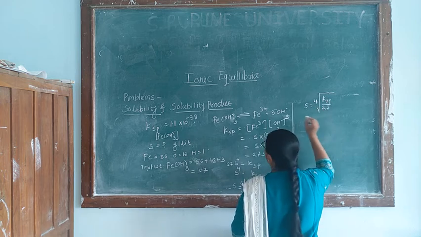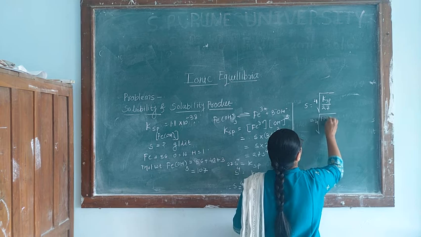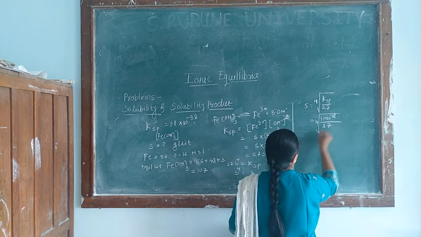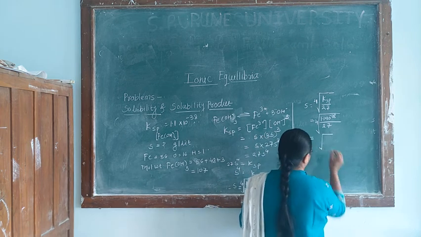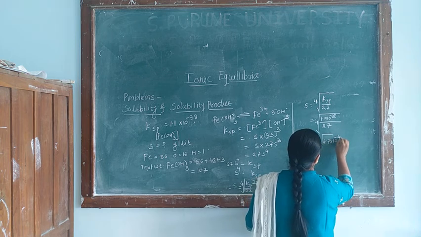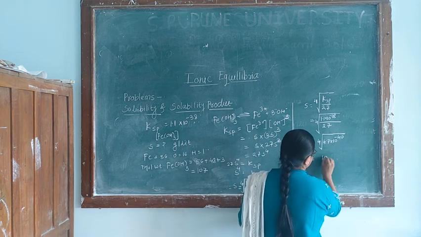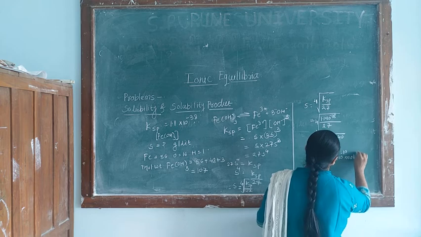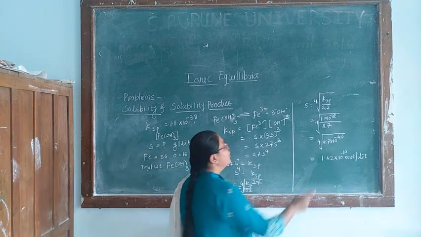Let's substitute the solubility product. It is 1.1 into 10 to the power minus 38 divided by 27. So this is equal to 4.7 into 10 to the power minus 40. Its fourth root, and the answer is 1.42 into 10 to the power minus 10 moles per liter. This is the solubility we have obtained, but in the units of moles per liter.